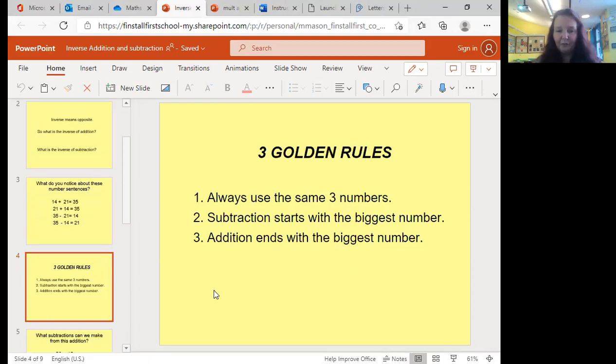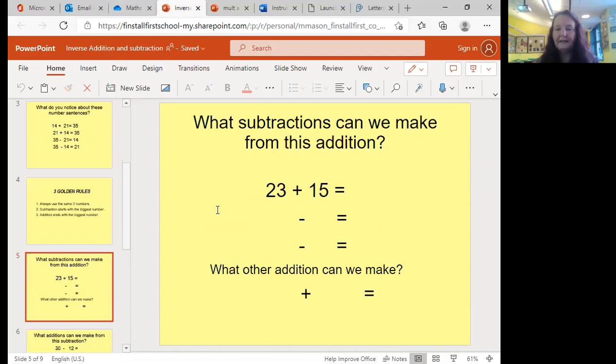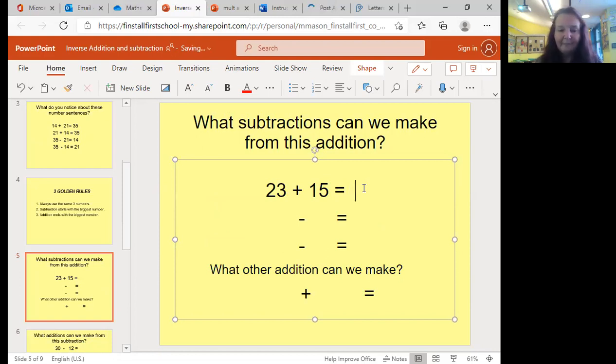There are 3 golden rules. Always use the same 3 numbers. Subtraction always starts with the biggest number, and addition ends with the biggest number. So let's have a look. 23 add 15 equals. What does it equal? What does it make? Well, I can tell you that it makes 38. Now, using those 3 numbers, can you make 2 takeaways? Pause the video now while you try to do that in your book.